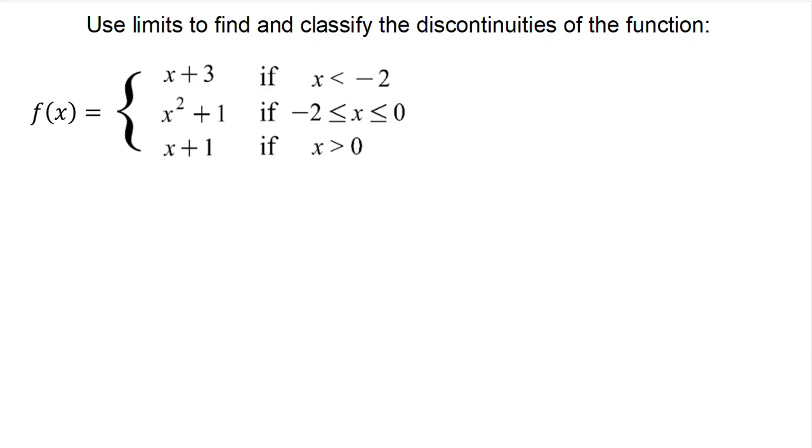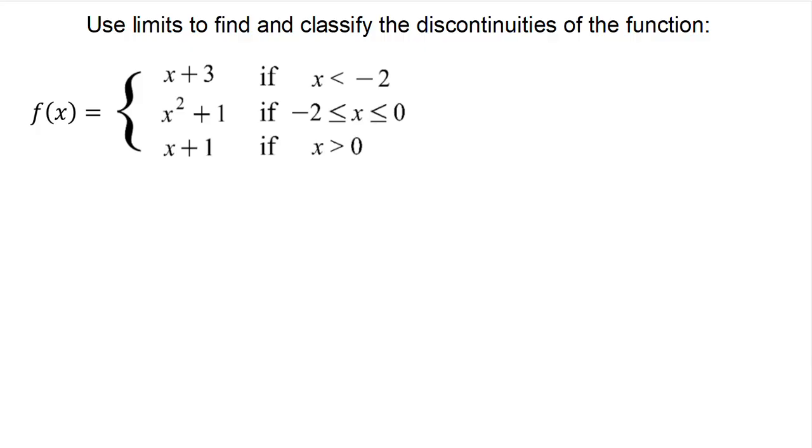All right, for this piecewise function, the first thing we'd want to look at is if all of the pieces of it are continuous on the domains given. And x plus 3, x squared plus 1, and x plus 1 are all polynomials, so they're all continuous at any value of x, for all real numbers. So I don't need to worry about them being discontinuous.